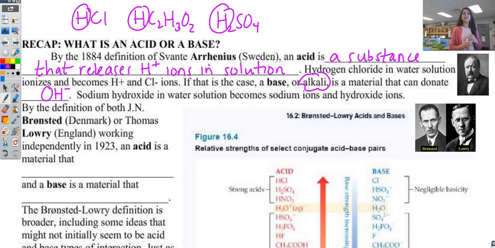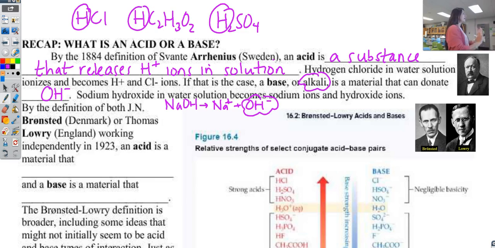Sodium hydroxide in water solution becomes sodium ions and hydroxide ions. So we know that something like NaOH is going to break up, and it's going to give us Na+ and OH-. And so by this definition, the Arrhenius base is going to release hydroxide ions.